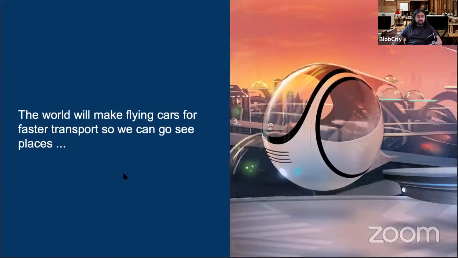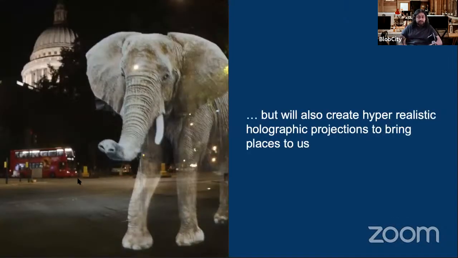And how so? Essentially, the world will make flying cars that make it faster for us to go see places. But in addition, it will also create hyper-realistic holographic projections to bring the places back to us. So we don't just have to go and look at places, the places will also come to us. What you see is the photo of an elephant, but it's not actually an elephant walking on the street. This is an elephant which is holographically projected. So it appears like the elephant is actually there, but in reality, it's not actually there, right?